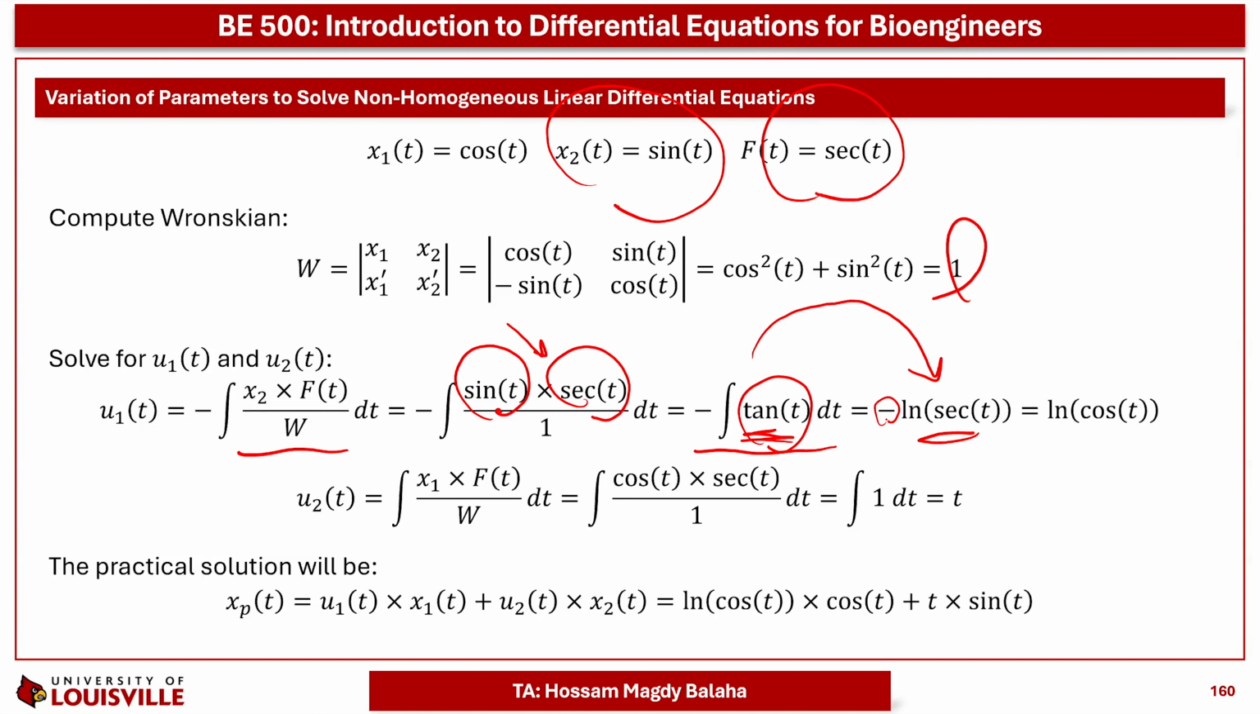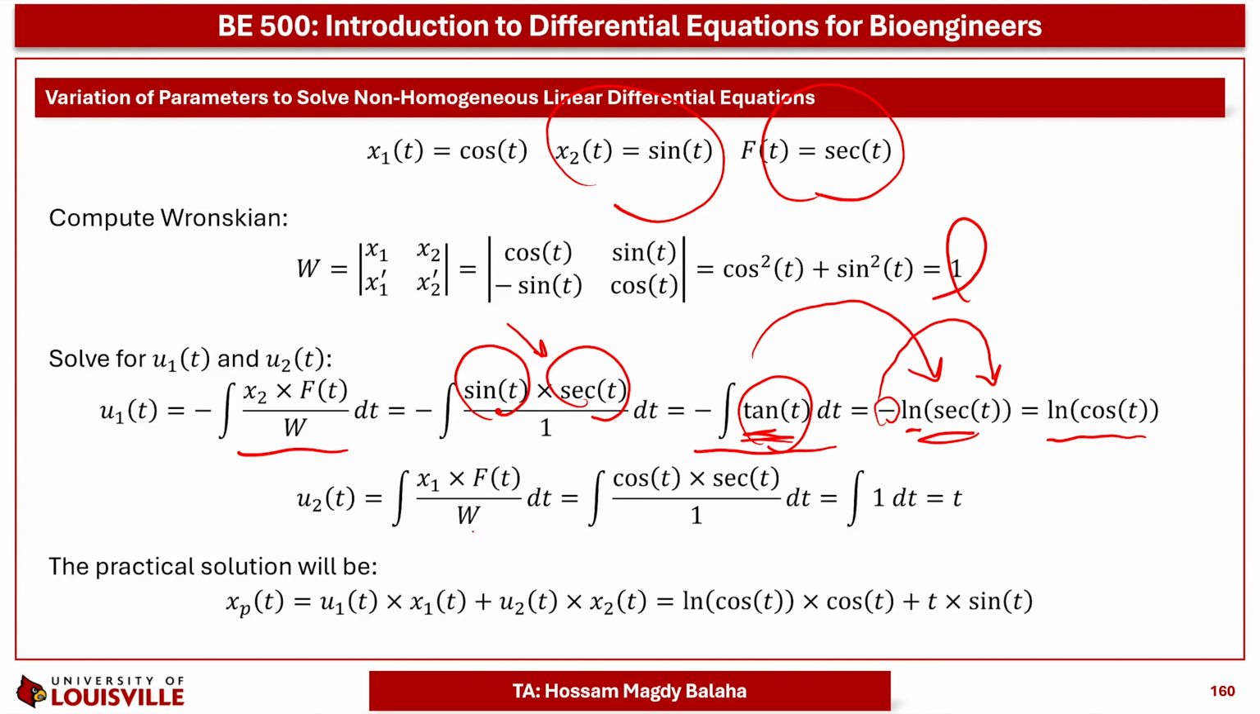We have here negative and ln, so we can apply the negative inside the ln as a power of negative 1. So sec of t raised to the power of negative 1 is 1 over sec, which is cosine. So the final answer would be ln cosine of t.